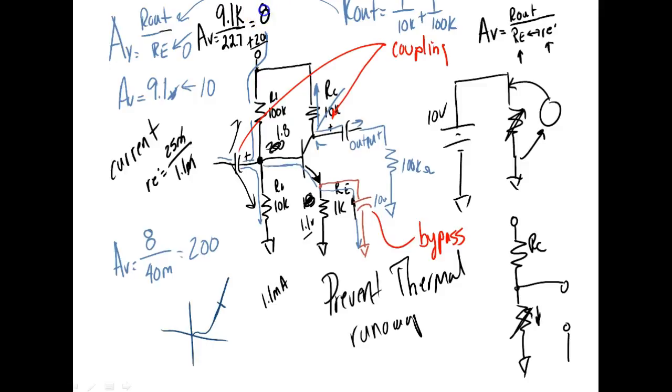So we should expect a gain of about what? 400? Is that right, guys? This is a 10K. That's a 100K. It came up to be 9.1K, right? 400? Well, we'll see. So let's see what we got. Now, this is definitely an approximation because we're dealing with the dynamic resistance of a PN junction, right? You understand that.